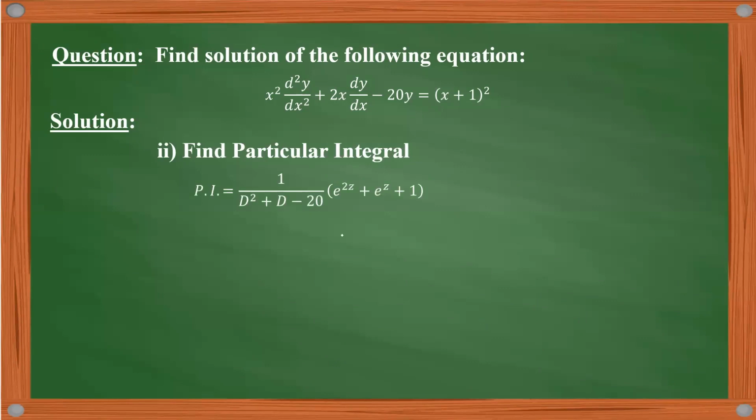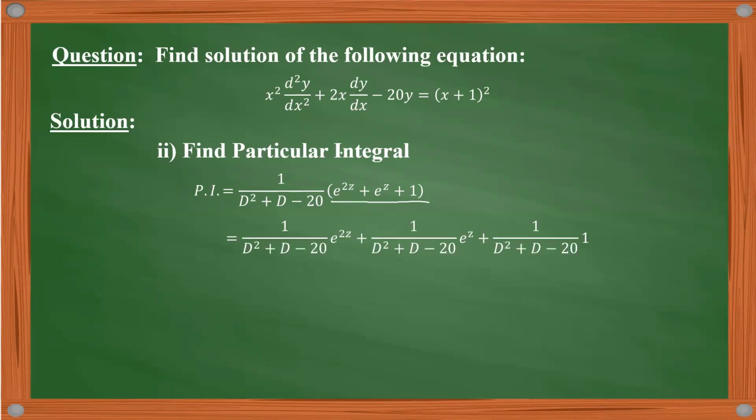And this is its general formula. It can be applied to any of this Q(x). So first we will just divide this by f(D), that is 1 upon D square plus D minus 20, and this will be as it is our Q(x) part. Now what we will do is we will just distribute this operator D to the terms of Q(x) one by one.